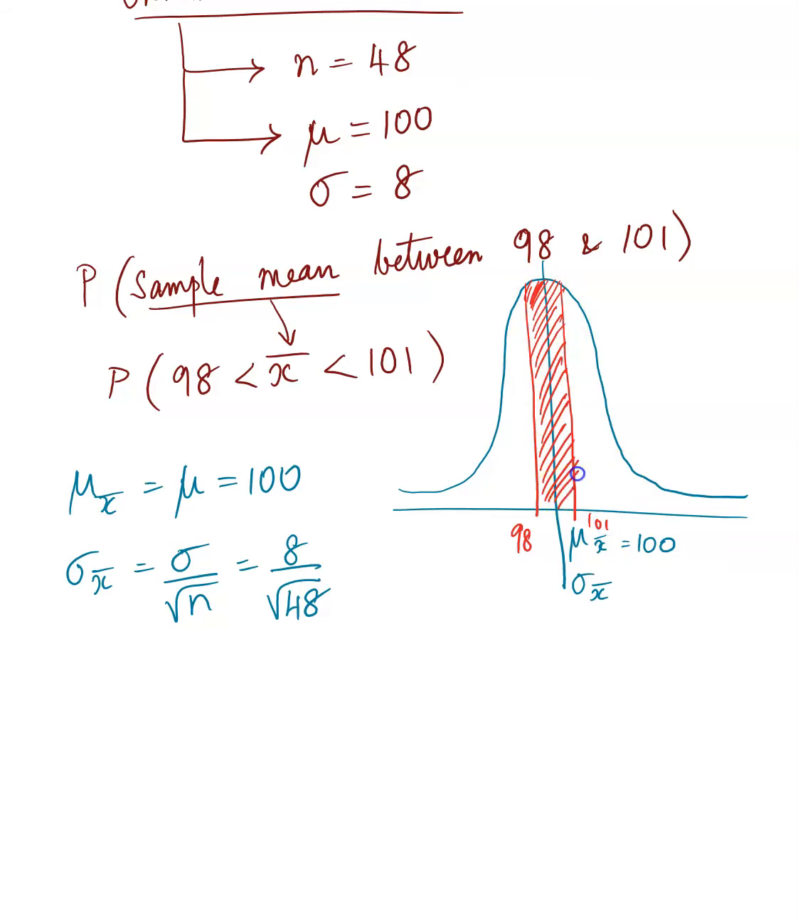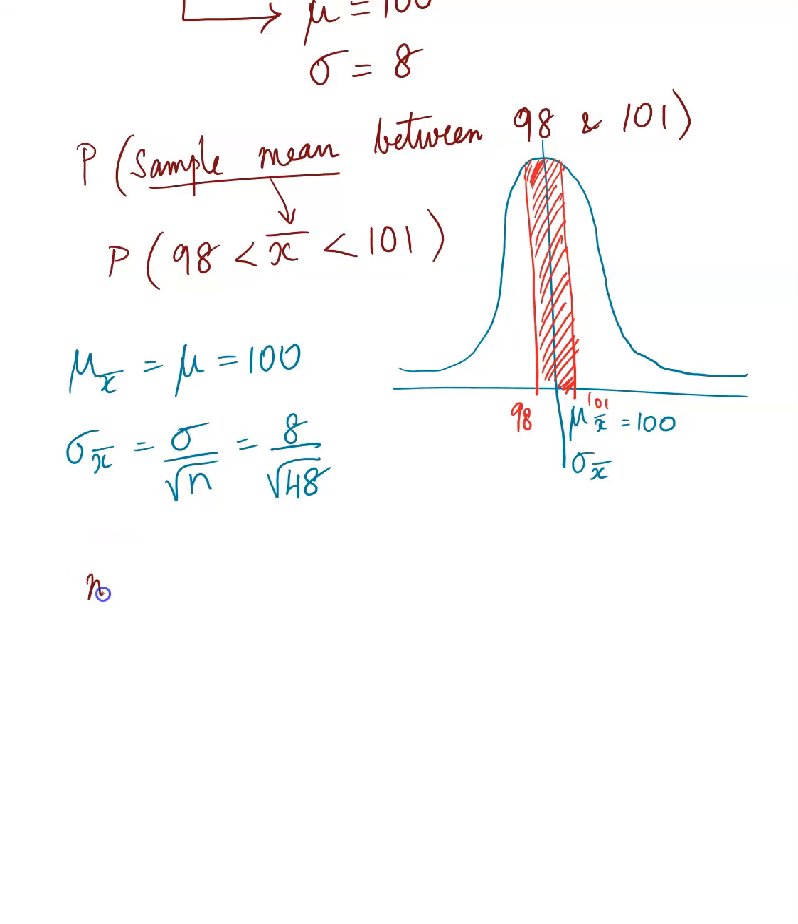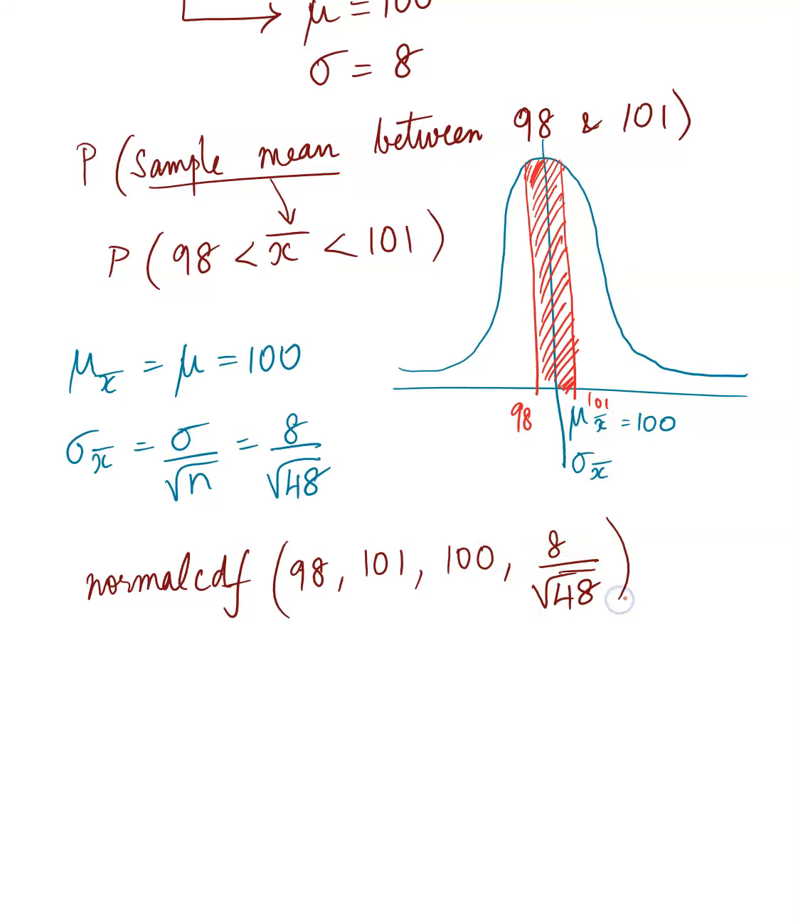Alright, time for the normal CDF. Your lower limit is where the shading begins. It begins at 98, it ends at 101, and your mean is 100. Standard deviation is 8 over square root of 48. That gives us 0.765127, which is approximately 0.7651. And then you can go ahead and put this together.